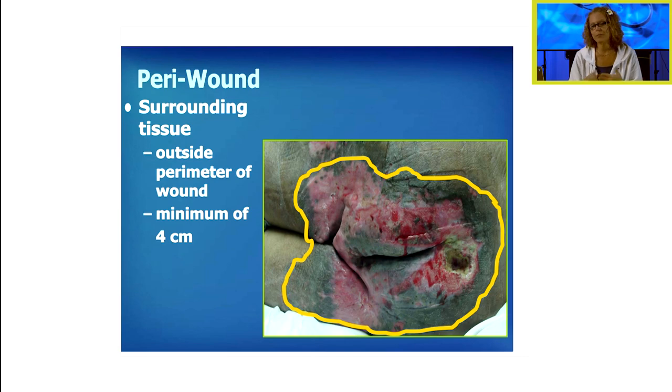We also refer to the peri-wound, and this is the surrounding tissue. So this is the outside perimeter of the wound, and here it's defining it as a minimum of 4 centimeters outside of the wound. So we can see here that in the center, there is a wound, and then we've got this tracing that defines this outer peri-wound area where we can take a look at the skin, because it's important to note what the skin looks like, not only in the tissue in the wound bed, but what the skin looks like on the outside of the wound bed, because that can also give us an indication of how well the wound is healing.